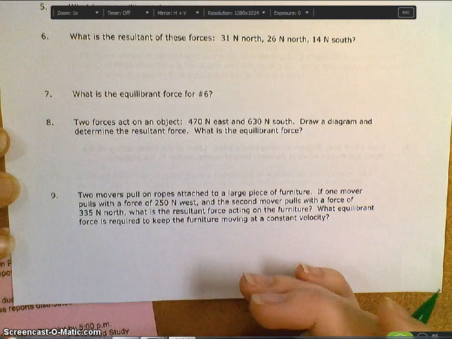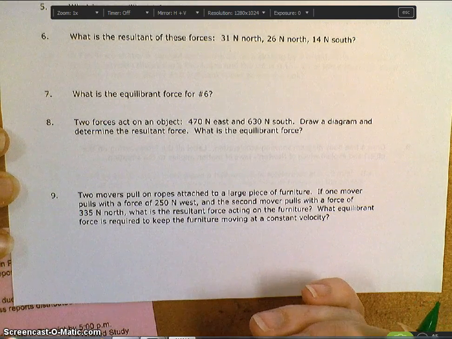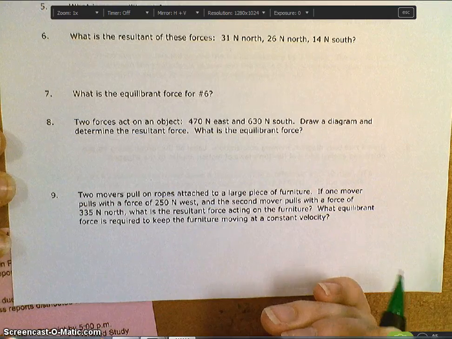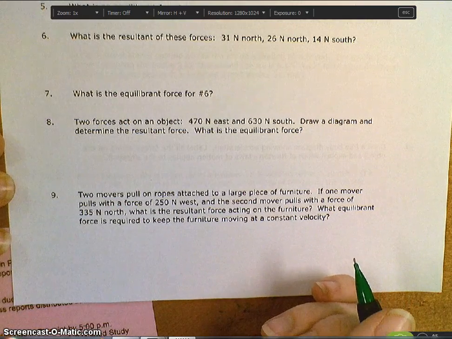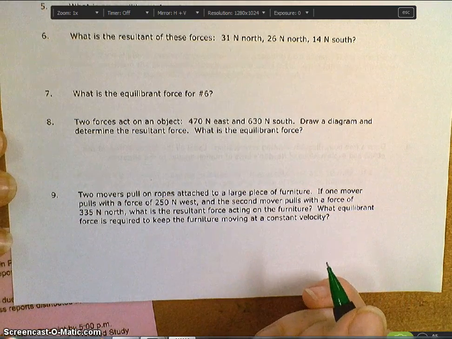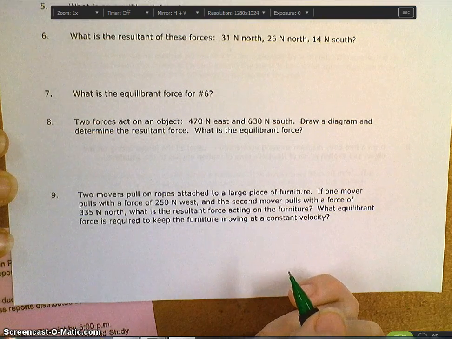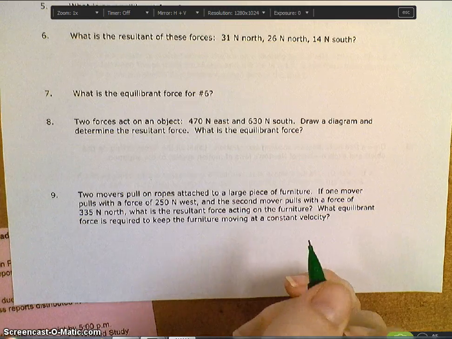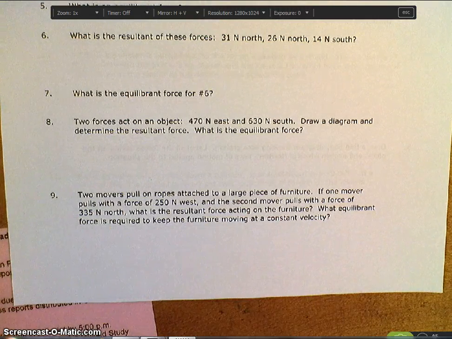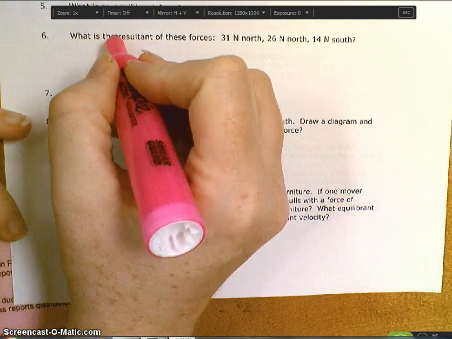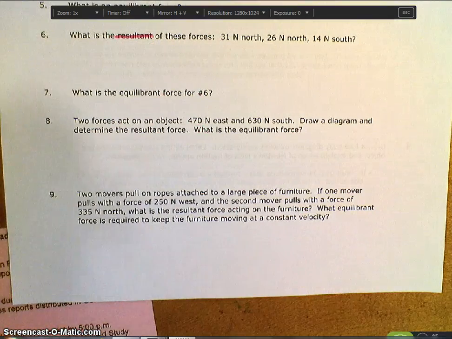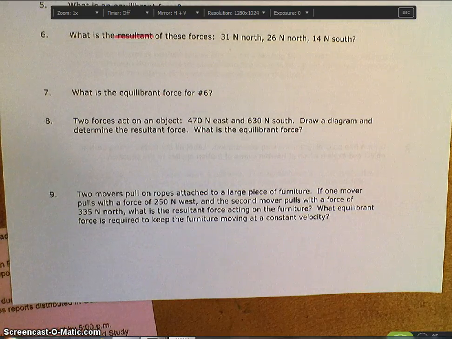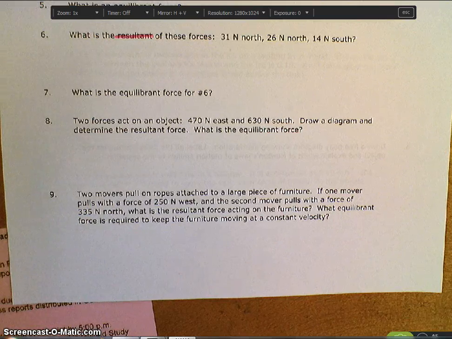For this portion of the review, I'm going to show you how to work the problems on the first page. The top part should all be gotten from your notes. So the problems really do start with number 6. Read over question 6. First thing you should notice is that word resultant. When you see the word resultant, it means that you will be adding forces together.